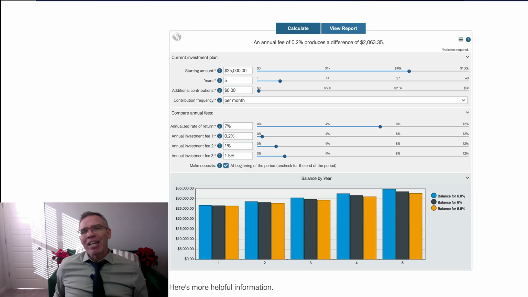Now, there are a number of financial calculators out there that can help you calculate the total effect of fees on your returns and thus your wealth building. But I really like this one at Schwab. It's at schwabmoneywise.com, and I will put a link to it down below.